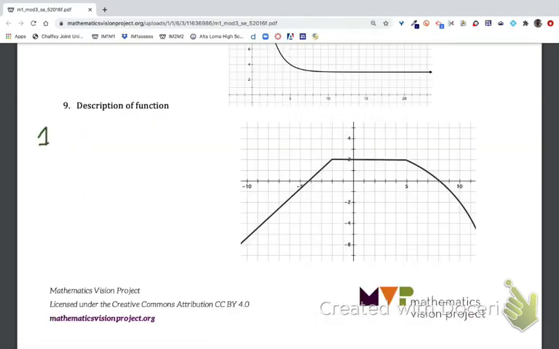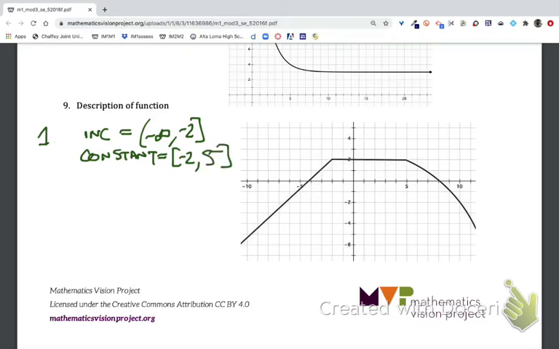All right, for number 9, where it is increasing, you can see increasing. It is increasing from negative infinity. So this one is an open circle, or open parentheses, because negative infinity doesn't have that definite point. So we're going to keep that as an open parentheses. And then we'll go to -2. It is constant from -2 to +5. And it is decreasing from +5 to positive infinity. Okay.